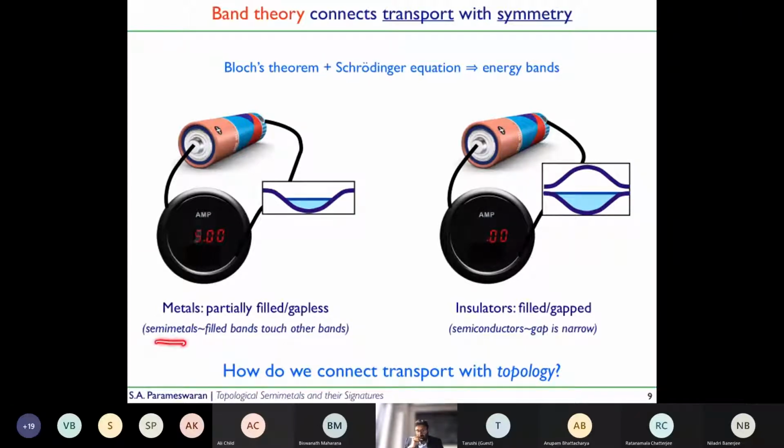There are wrinkles on top of this. As I pointed out, in semimetals the filled bands can touch other bands in energy, and semiconductors are just insulators with a very narrow gap. So we know that band theory tells us how to connect transport with symmetry.